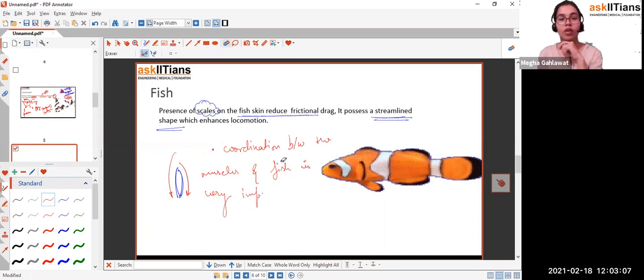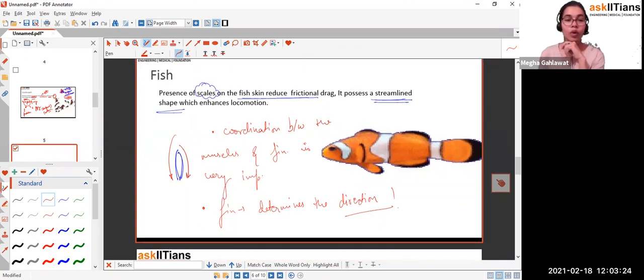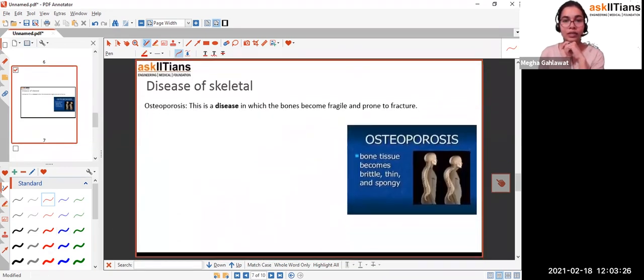Fish fin, or you can write fin, that is up to you. Okay, fin is very important, and it determines the direction. All right. Now that being said, we're going to move forward with the disease of the skeletal.